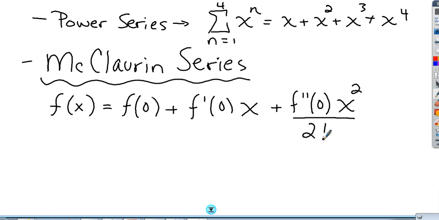These are present here. This is the 0th term. So 0 factorial is by definition equal to 1, and 1 factorial is equal to 1 as well. So you have a 0 factorial and a 1 factorial here that aren't explicitly written. This is going to be the pattern from here on out. If you were to predict what the next term of the series would look like, you're going to have a third derivative evaluated at 0, x cubed, and then a 3 factorial.